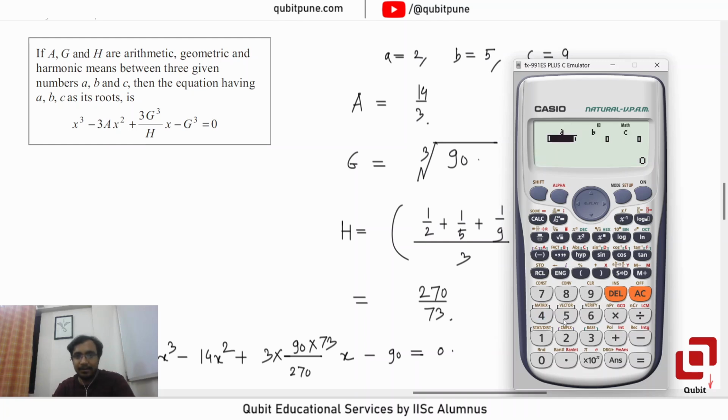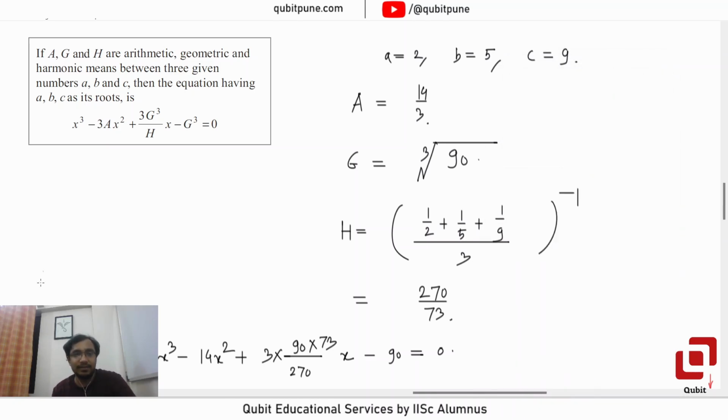Okay? See. 1, negative 14, 3 into 90, into 73 upon 270, negative 90. Okay, something is wrong in my calculations. Let's go back and see. 2, 5 and 9.